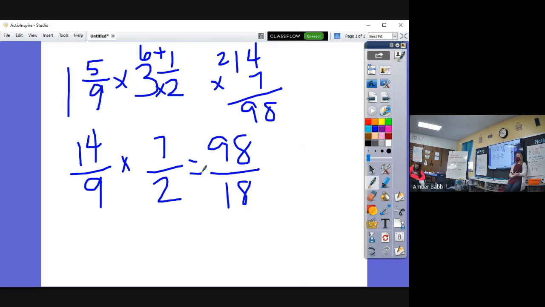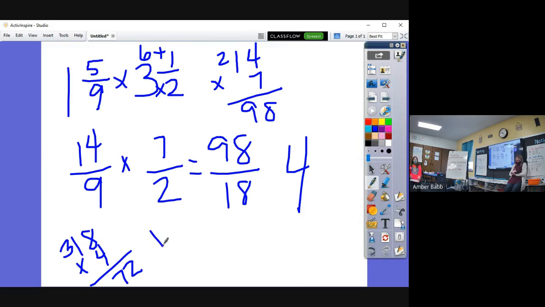All right, 18 is close to what? 20. So can we count by 20s and see how close we get to 98? 20, 40, 60, 80. I'm going to guess 4 is my whole number. 4 times 18 would be maybe 72. I might be able to get one more. 18 is closer to 20, so 20 times 5 is going to be 100, and 18 times 5 gets me 90.